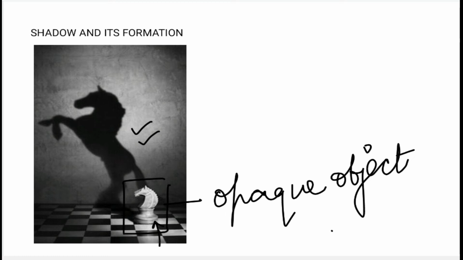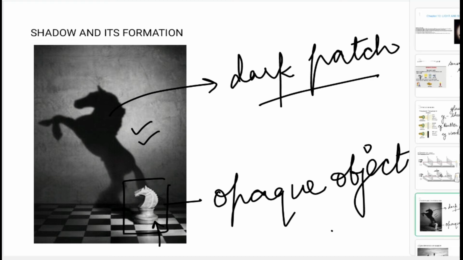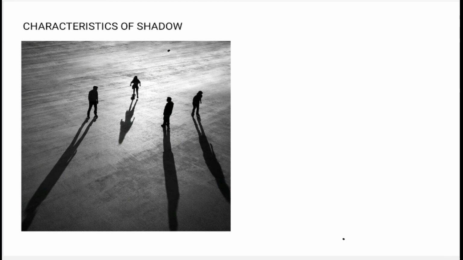As you can see, from this side we have a source of light. When that light is obstructed by an opaque object, we get a dark patch. That dark patch is called a shadow. Now we will be studying that for shadow formation we need three essential things, and on the basis of that we will be studying the characteristics of shadow.